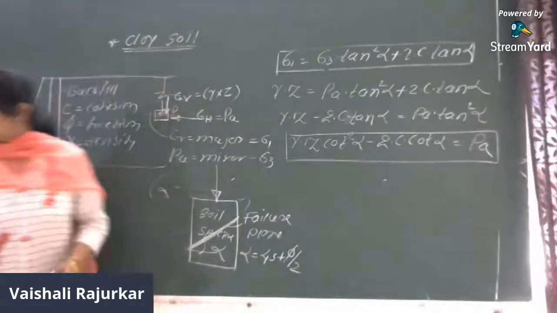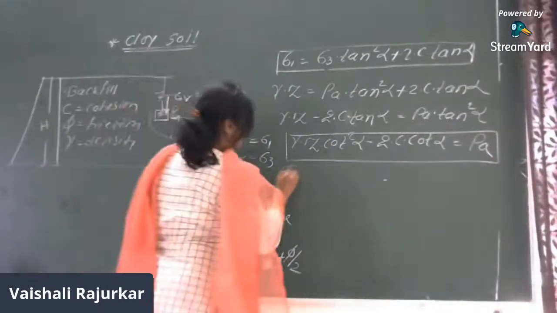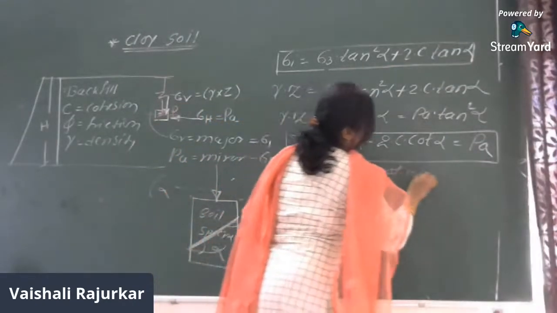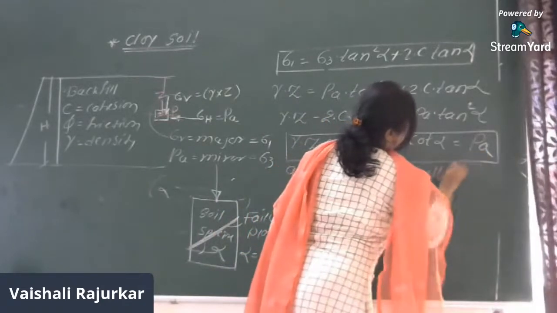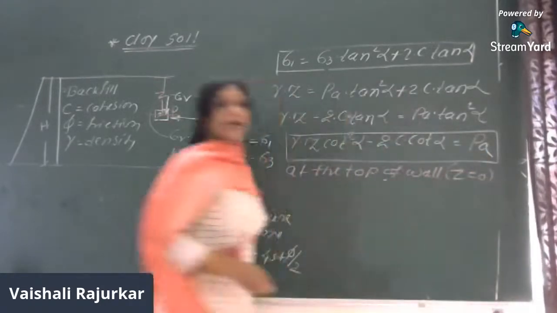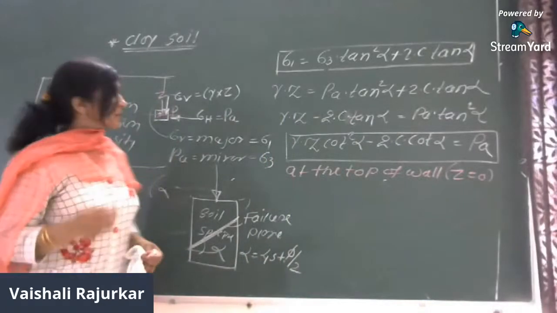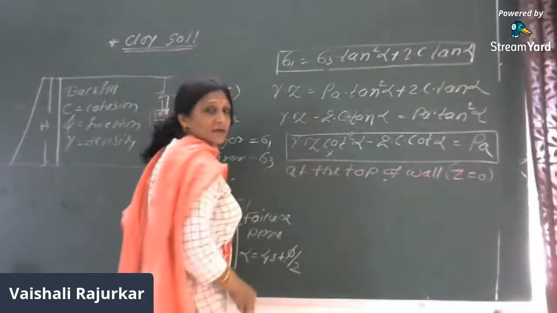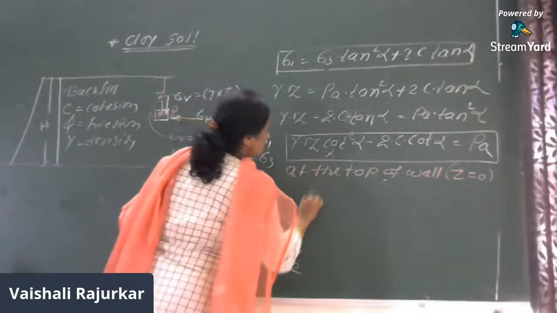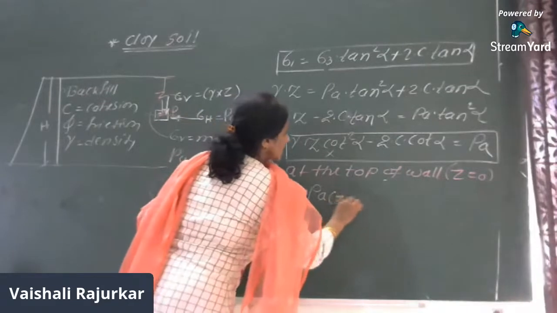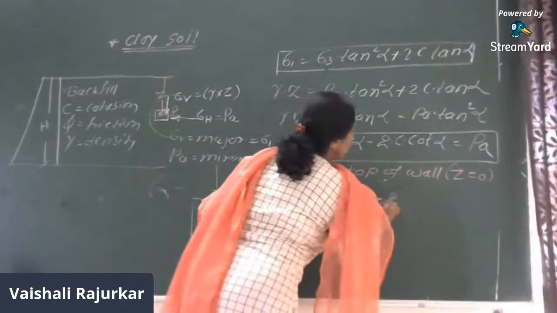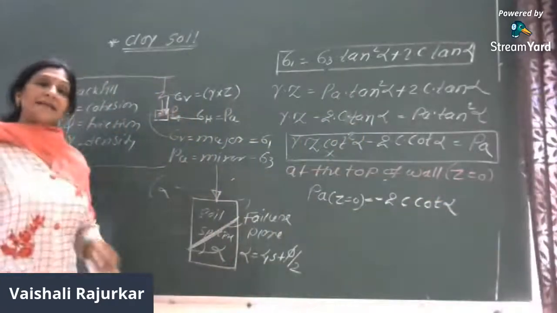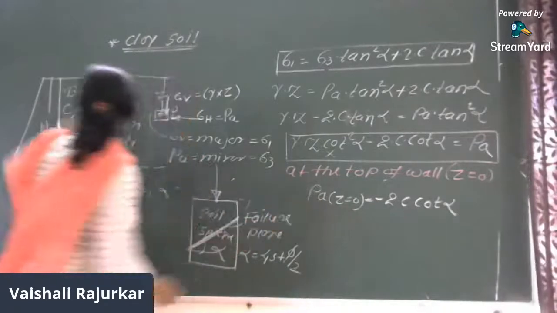Now here at the top of the wall, z is equal to 0. At the top of the wall, if z is equal to 0, then this term will be 0, and therefore PA at z equal to 0 will be minus 2c cot alpha. PA at z equal to 0 means at the top.